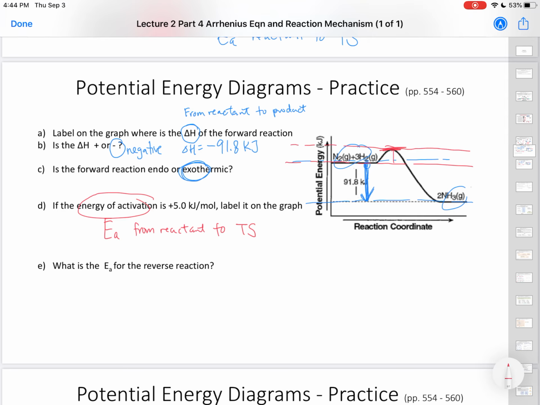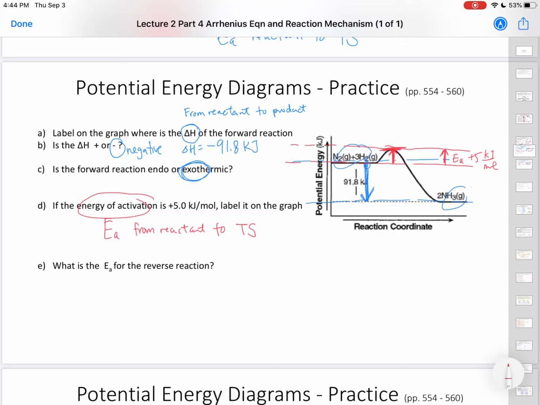Okay? You can draw it here. A lot of books draw it here. If you don't like to draw it here because there's not enough space, you can always draw it here. That's okay too. Okay? But really, this is the energy of the activation. It is plus 5 kilojoules per mole in this case.